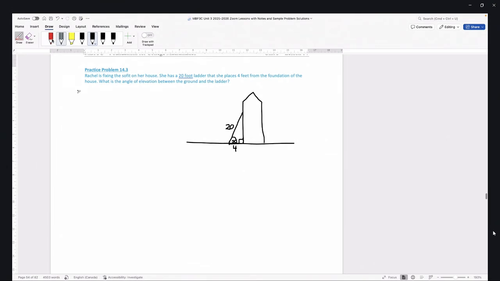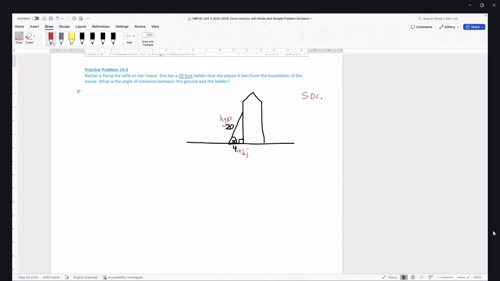So the solution is going to involve labeling the parts of the triangle. If this is the angle, the part we're given here is the adjacent side. And this part right here, which is opposite the right angle, is the hypotenuse. And this would be the opposite side, but we don't need it for our calculations. So we have to use, again, SOHCAHTOA.